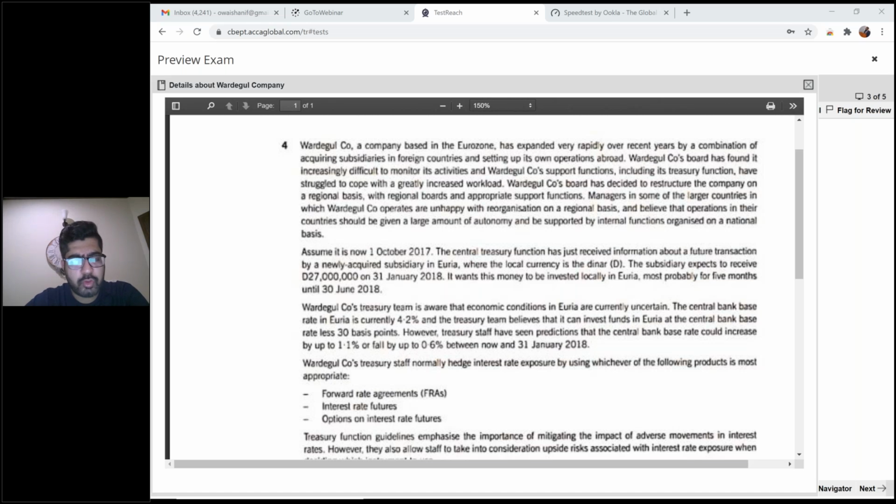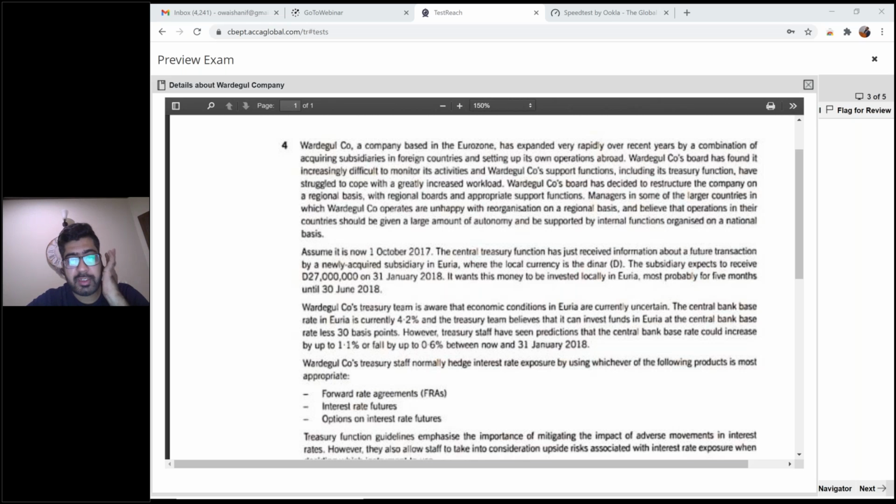Assume it is now 1st October. I'm going towards the second paragraph just to cover the important things, because we have already read the question multiple times in the last class. So assume today is 1st October 17. Treasury function has just received information about a future transaction by a newly acquired subsidiary in Eurasia, local currency the dinar. The subsidiary expects to receive dinar 27 million on 31st January 18, and it wants this money to be invested, meaning deposited locally, for 5 months until 30 June.